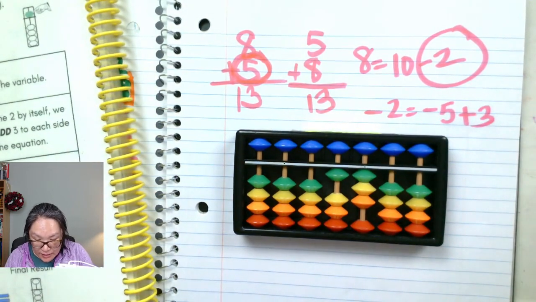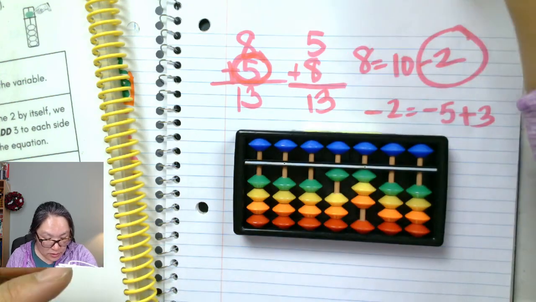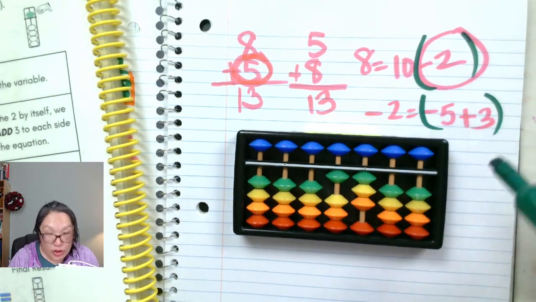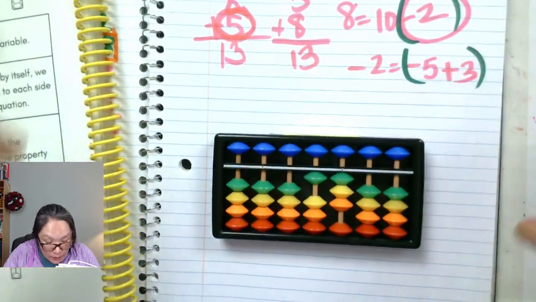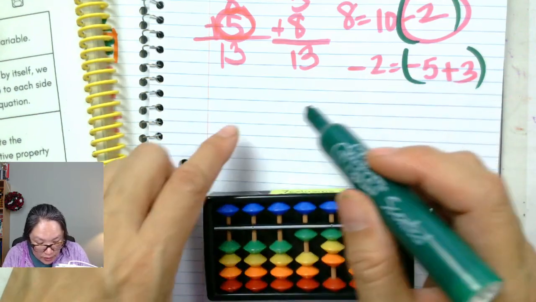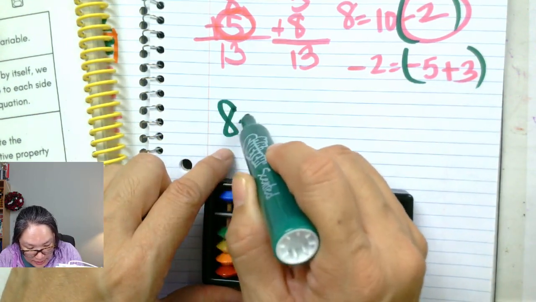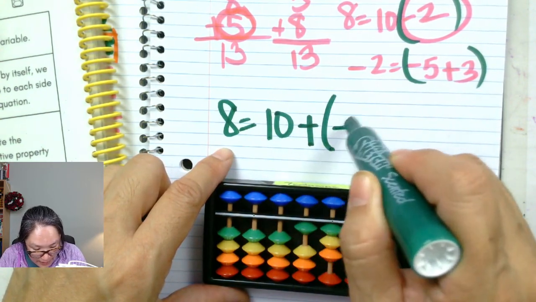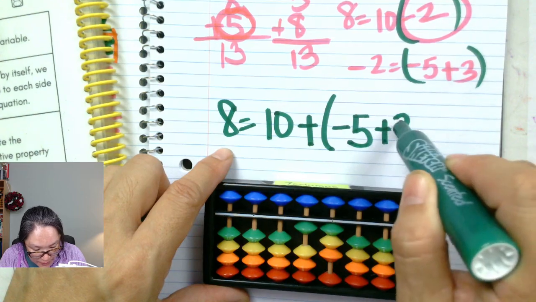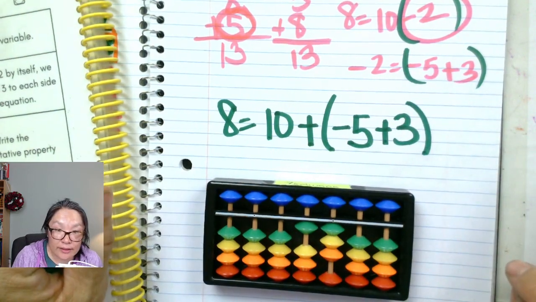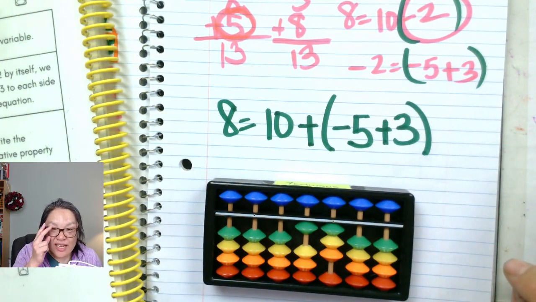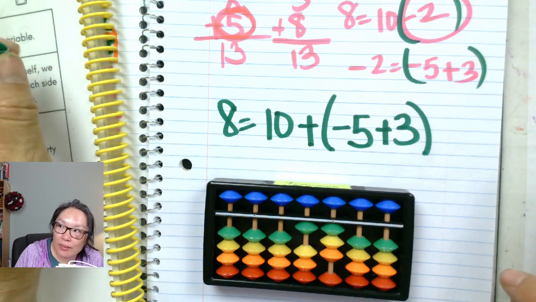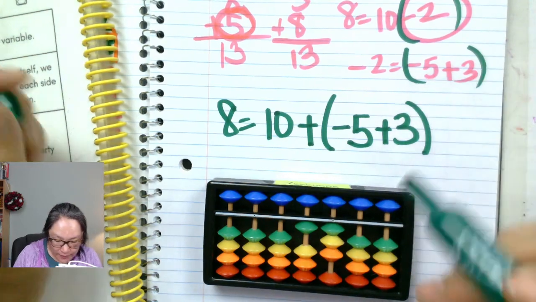What I did was called substitution, right? This is what I call a two-step equation. So if I was to put it all together, it would look like this: 8 is equal to plus the 10 plus minus the 5 plus the 3. That's what it would look like. Substitution. I was thinking that it would be called associative property, but it's not, because it's the other way.